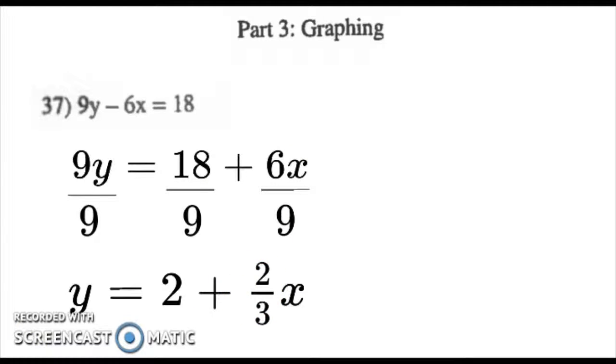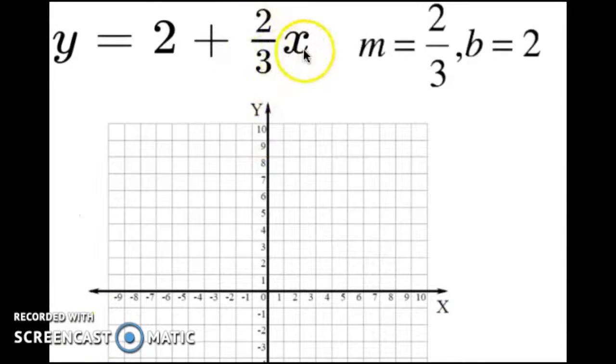So now we can graph that. So my slope is 2/3 and my y-intercept is 2. So that means I start at 2, then I'll go up 2 to the right 3, and then I'll connect my line from there. So that will be my line.